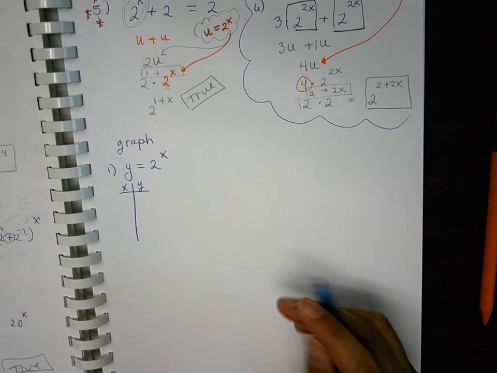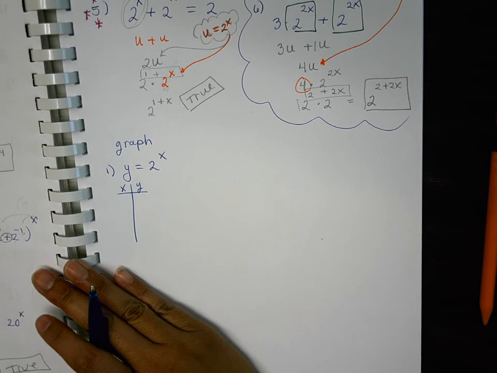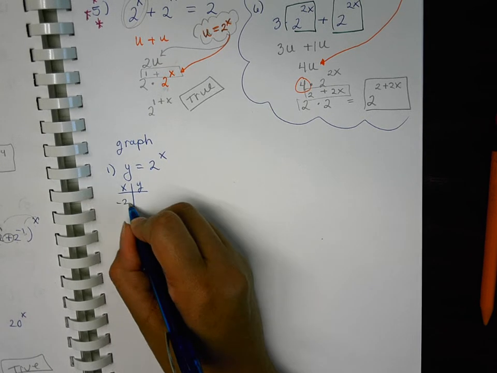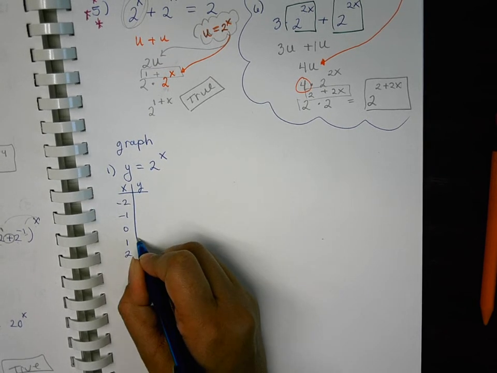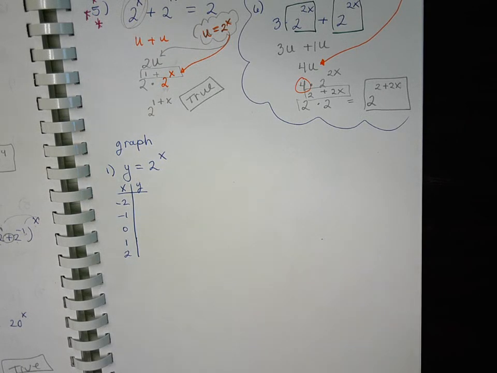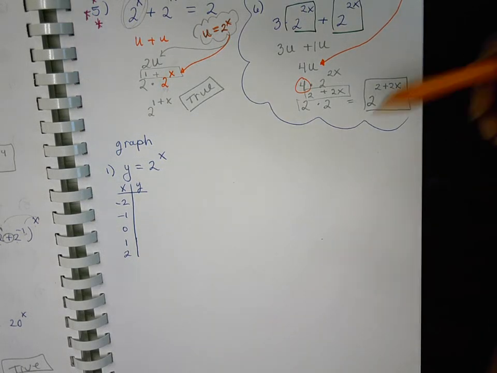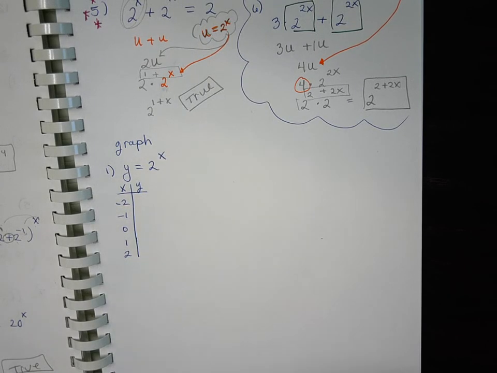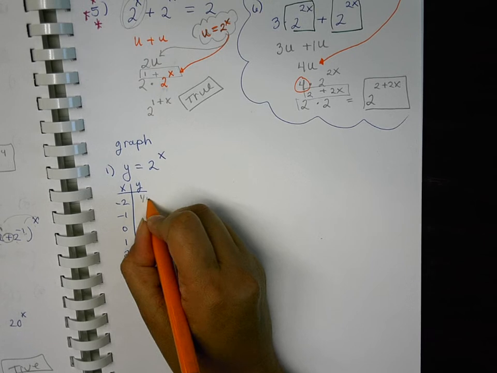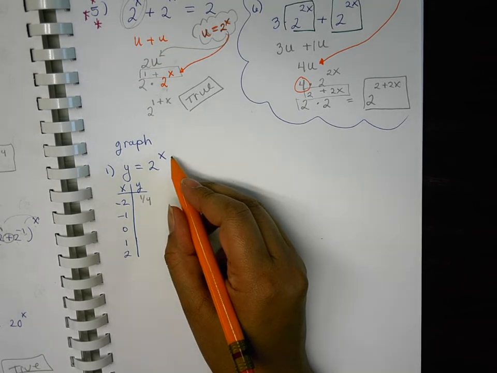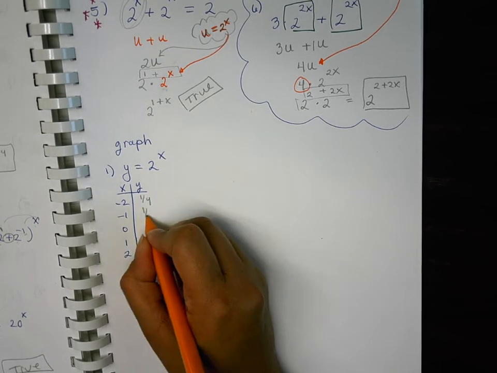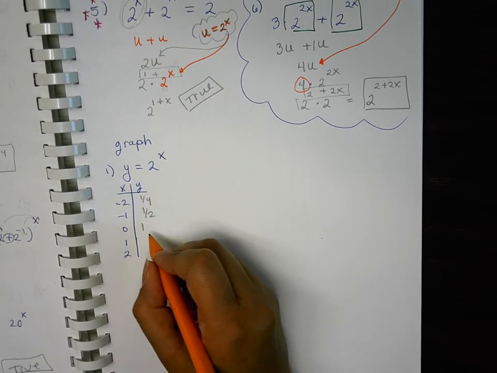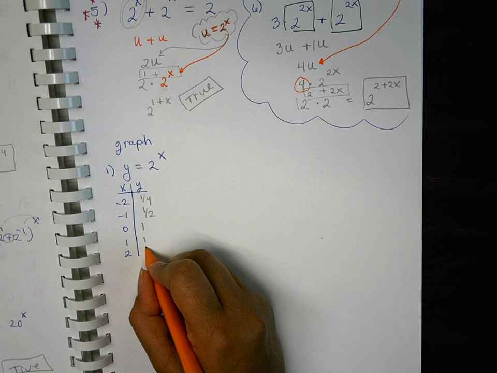x, y. y equals 2 to the x. I'm going to give you -2, -1, 0, 1, 2. You guys spent a whole lot of time with this last year, graphing and shifting and translating. All right. 2 raised to the -2nd power is not -4. It is 1/4. 2 raised to the -1st power is 1/2. And 2 raised to the 0 power is not 0, it's 1. 2 raised to the 1st is 2, and 2 squared is 4.